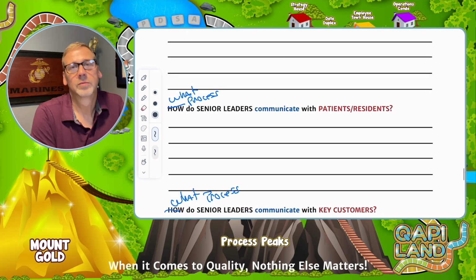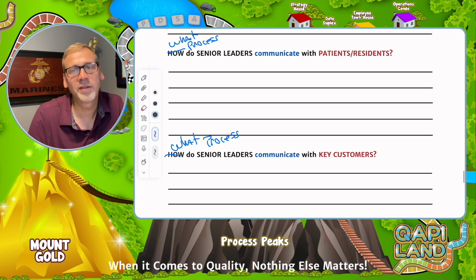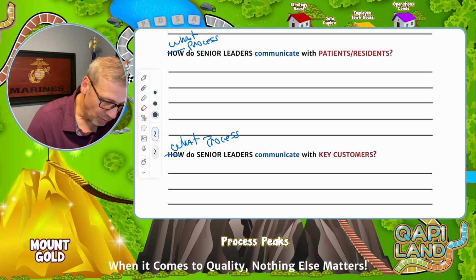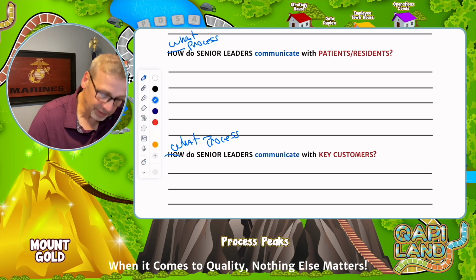What process do you use to communicate with your patients, your residents? You tell us that too. And then what process you use to communicate with your other key customers. Now keep in mind, I'm certainly expecting one of those key customers to be family members.